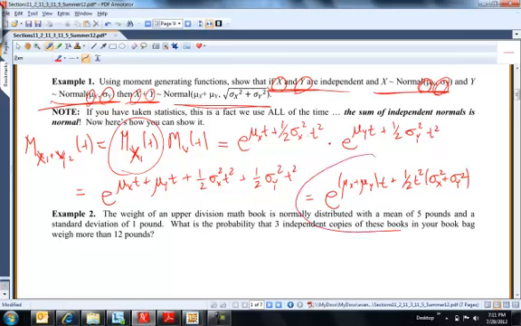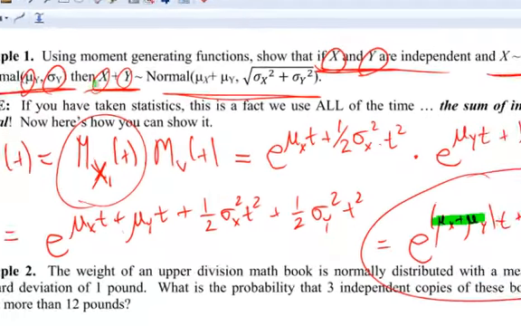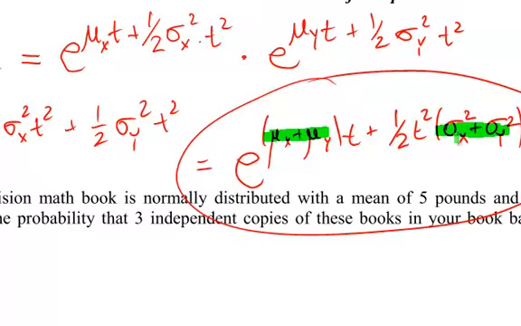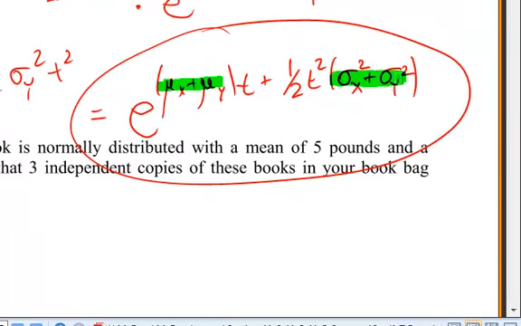So we recognize this as the moment generating function for a normal, where this is my mean and this is my variance. So what we've just shown is that when I add two normals, I get a normal, because I get the moment generating function of a normal, with the new mean as the sum of the means and the new standard deviation as the square root of the sum of the variances. This is my new variance, so the standard deviation would be the square root of that.